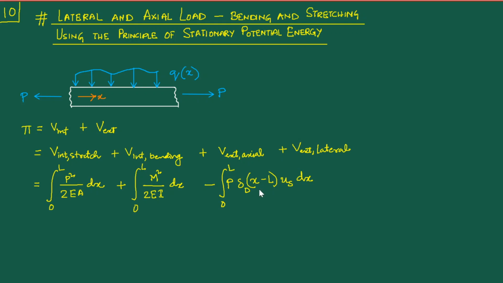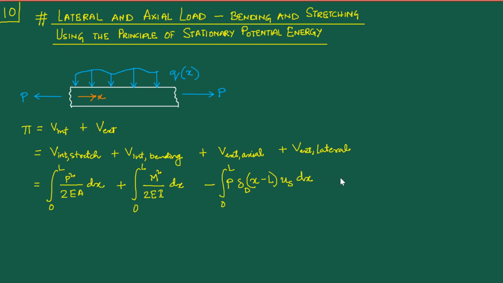To see what I have done, I have considered this P times US, but I have considered this in the form of an integration. At the same time, I have made it so that there is this Dirac delta function, or this Dirac delta operator, at x minus L. That ensures that this multiplication is only going to be really applicable at x equal to L.